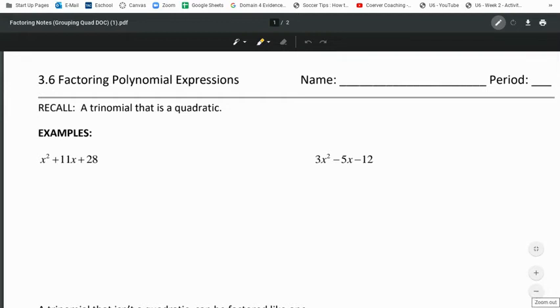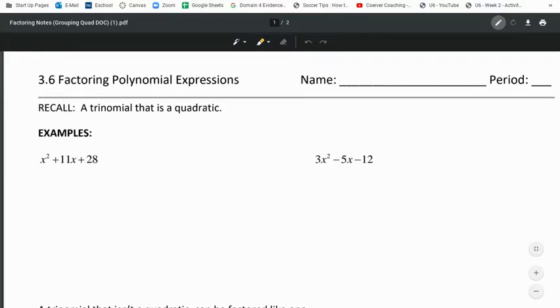All right, today we're going to learn factoring polynomials. So some of this will be review, and then some of this will be new stuff, factoring by grouping. So for the first few parts, again, these two are just trinomials.